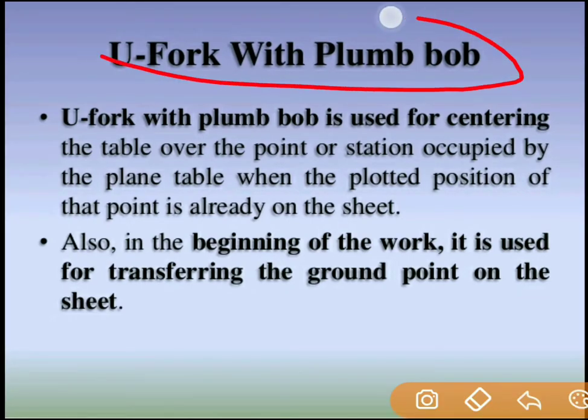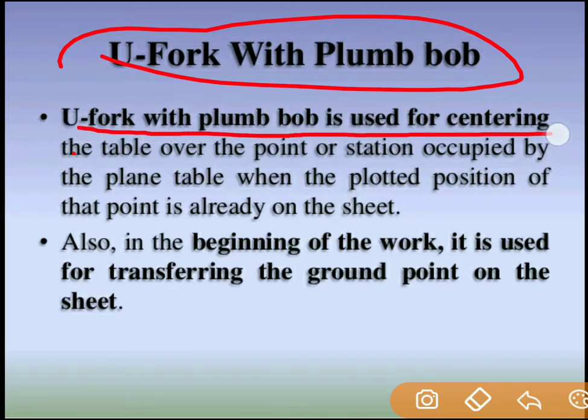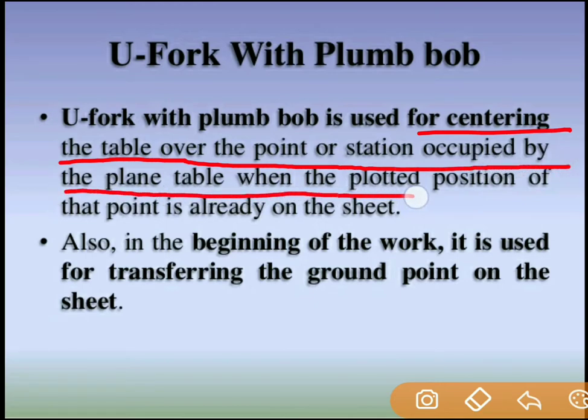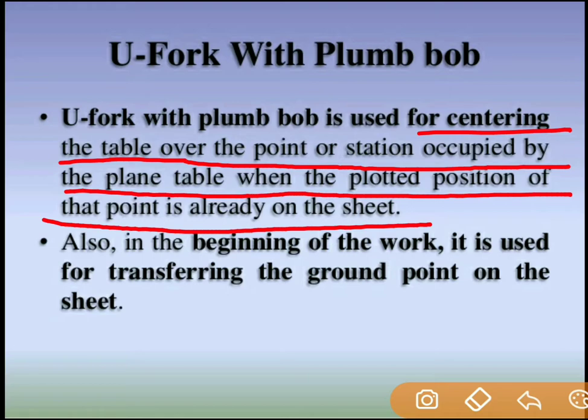Next, the U fork with plumb bob. What is the next accessory? That is the U fork with plumb bob. The U fork with plumb bob is used for centering. Why do we use it? For centering the table over the point or station occupied by the plane table, when the plotted position of that point is already on the sheet. What is the meaning of that?